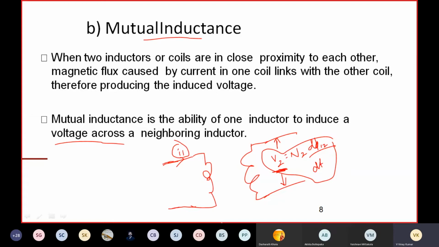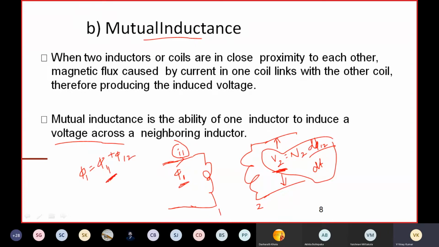Two coils: this is coil 1, this is coil 2. These two are in close proximity to each other. Magnetic flux caused by current in one coil links with the other coil. If I1 is the current flowing through this, then phi 1 will be the flux produced by this. This flux has two components: phi 1 is equal to phi 1 1 plus phi 1 2.